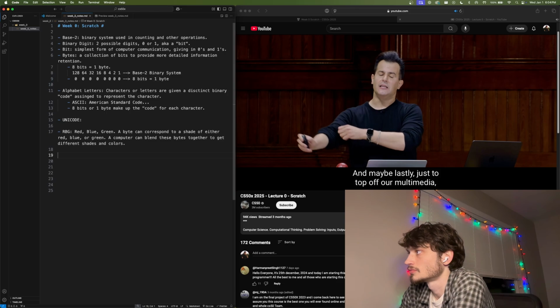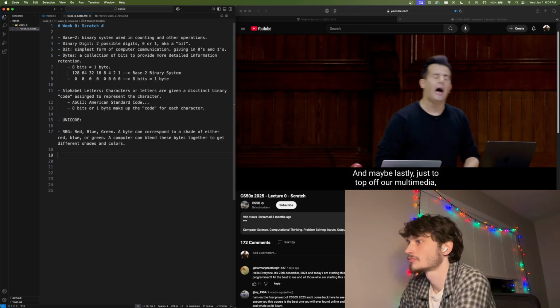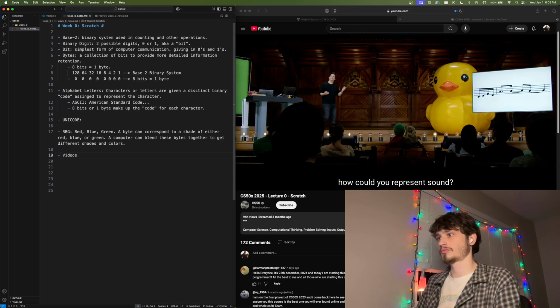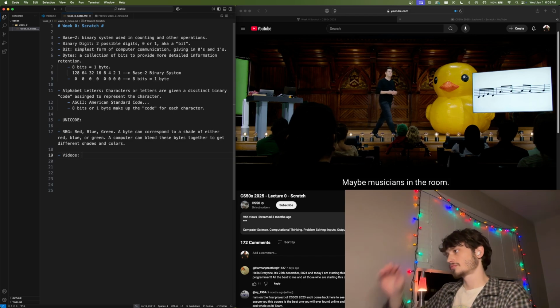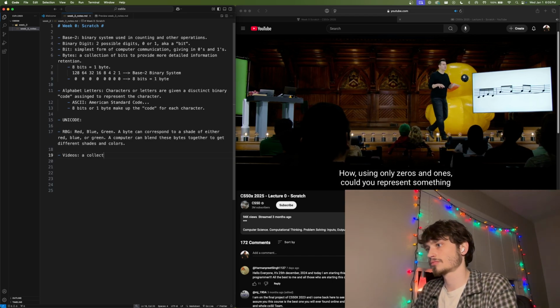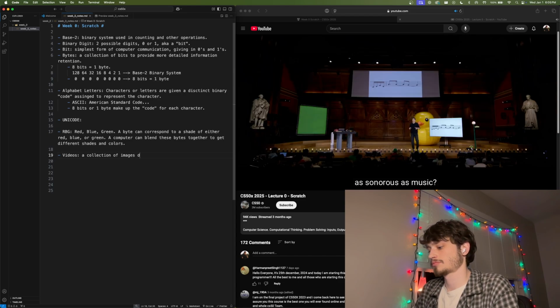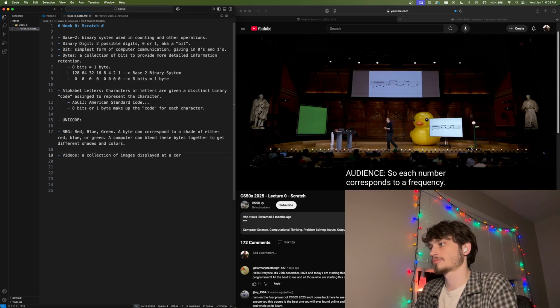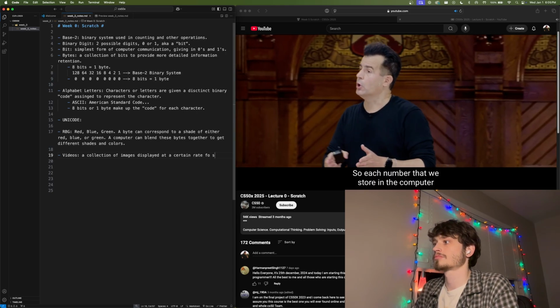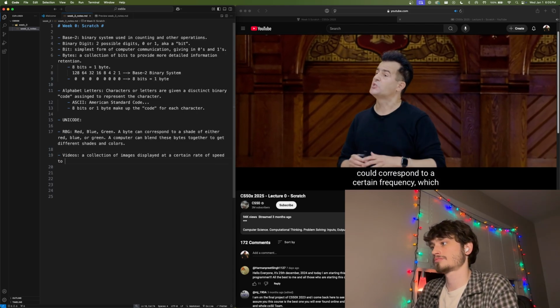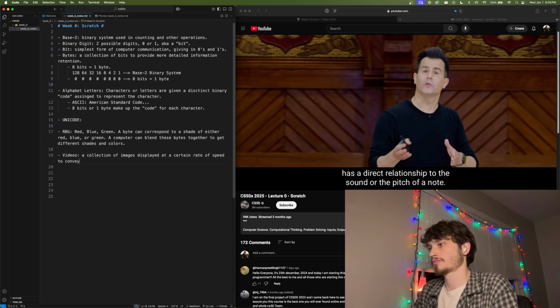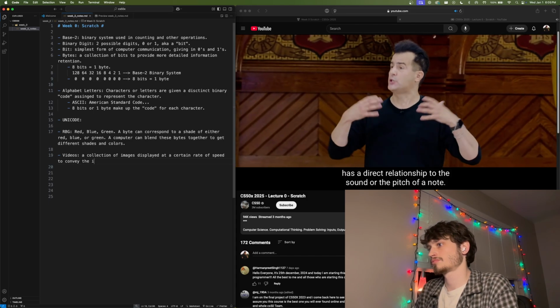And maybe lastly, just to top off our multimedia, how could you represent sound? Maybe musicians in the room, how, using only zeros and ones, could you represent something as sonorous as music? Something analog as digital, yeah. Yeah, so each number that we store in the computer could correspond to a certain frequency, which has a direct relationship to the sound or the pitch of a note.